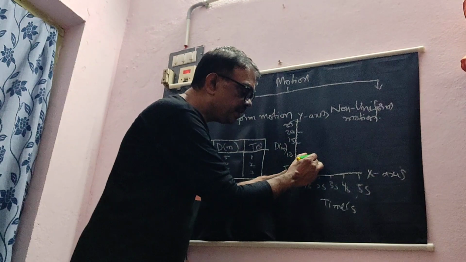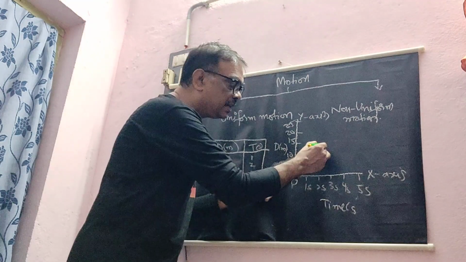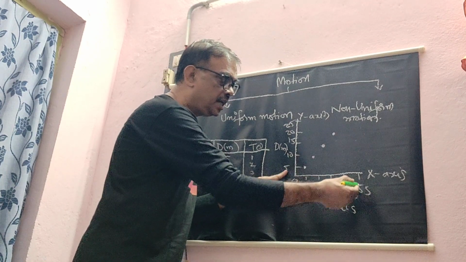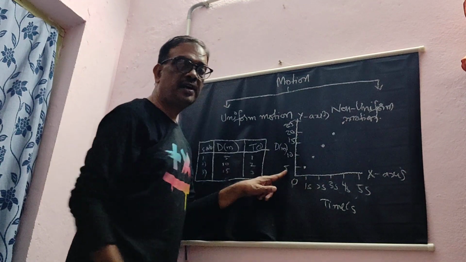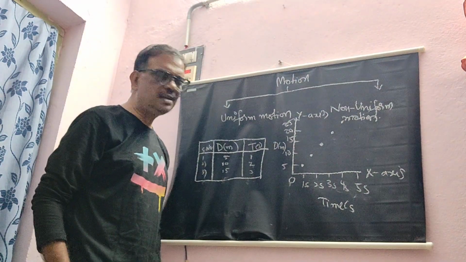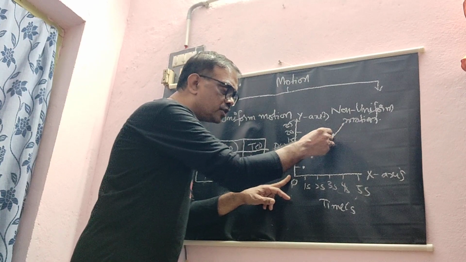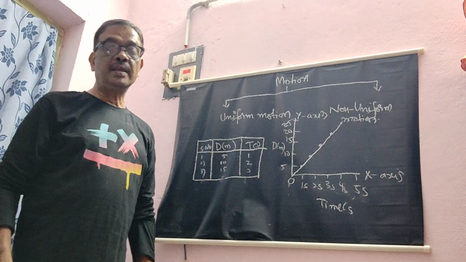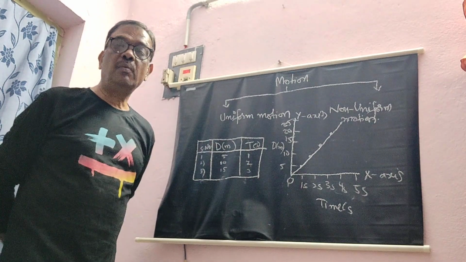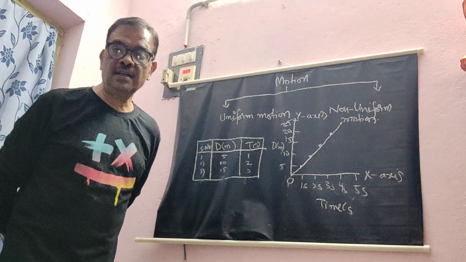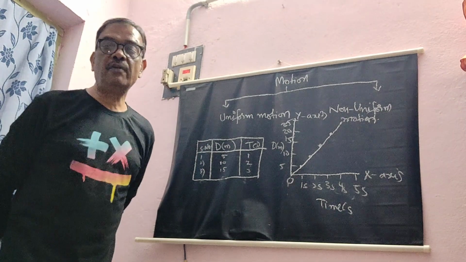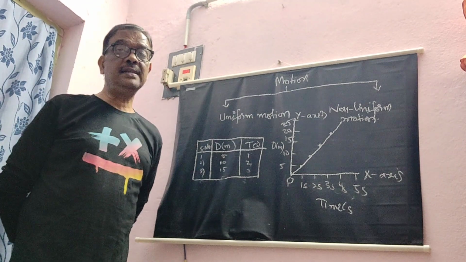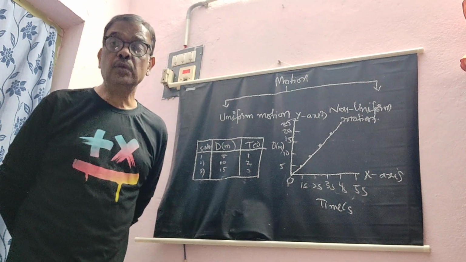In 2 seconds, it covers a distance of 10 meter. In 3 seconds, 15 meter. In 4 seconds, 20 meter. In 5 seconds, 25 meter. So it is covering equal distance in equal interval of time. Let us join these dots. Now what type of graph do you get? You get a straight line graph in uniform motion. What does a linear graph, a straight line graph, represent? It represents uniform motion. Whenever you get a straight line graph, it represents that the object is traveling with uniform speed.